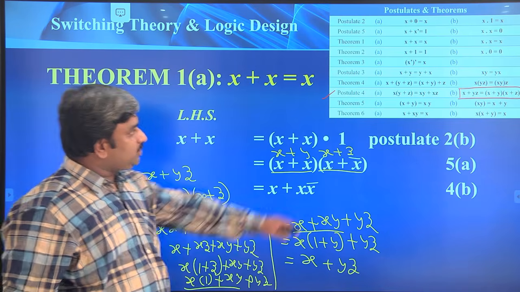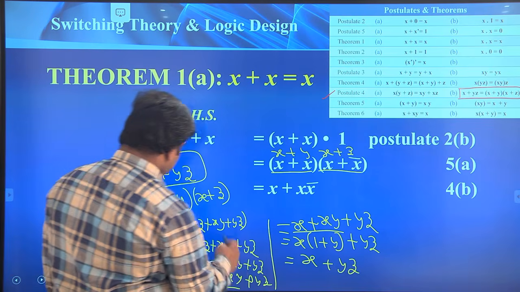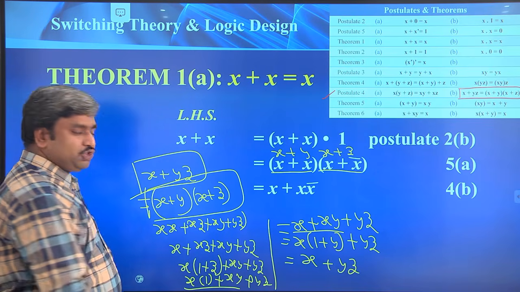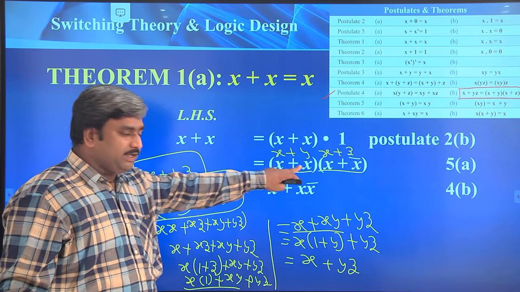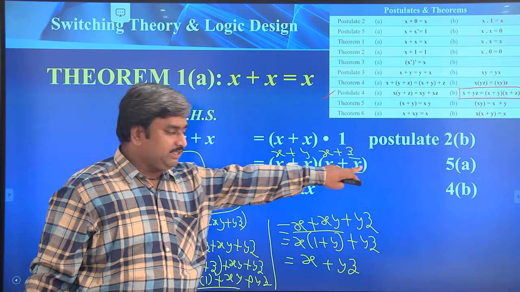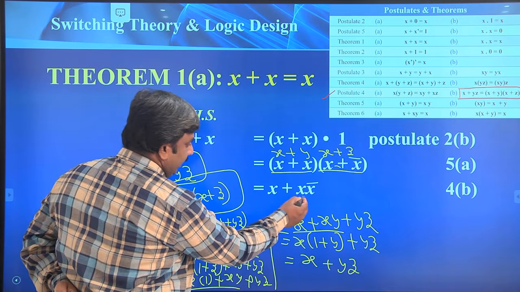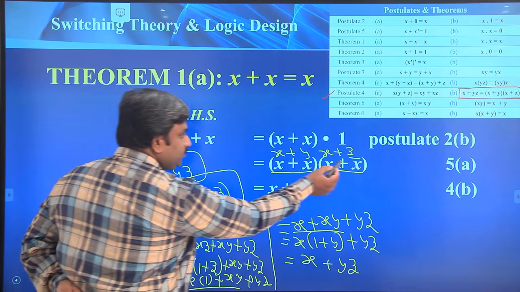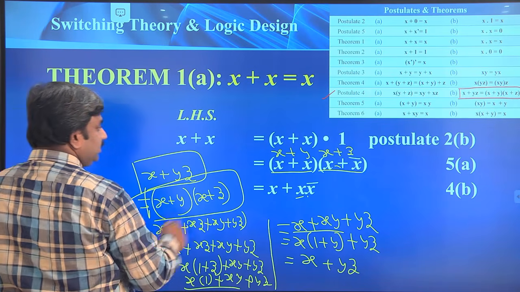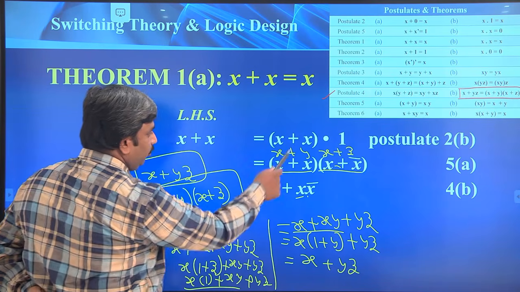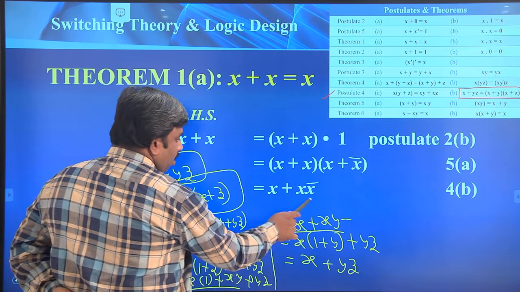Based on this distributive property, here x plus x and x plus x bar is there. Now simplify this one and write down the equation. So in the place of y we have x, we have written the same thing. In the place of z we have x bar, that is what we have written here. So this is the property we have written from the 4b, from the 4b we have written the condition like this.